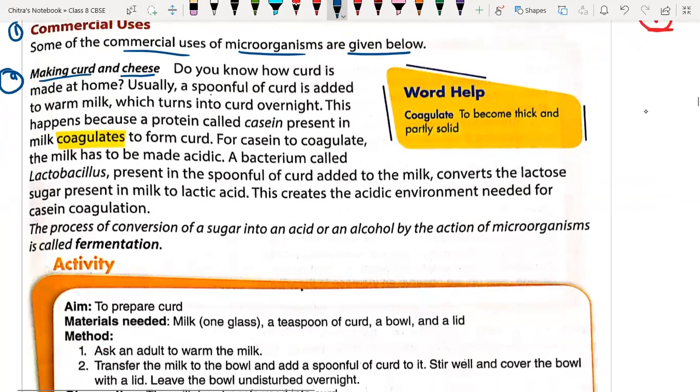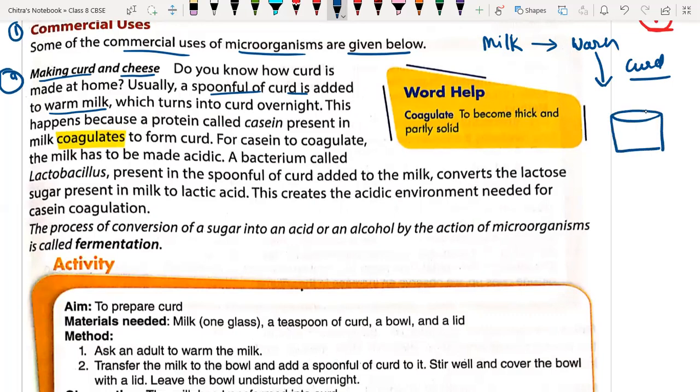Usually a spoonful of curd is added to warm milk. So we have to go through the process. First we have the milk. Milk is pasteurized, which means we heat milk at a high temperature so that harmful bacteria are killed, and it becomes warm. Then to the warm milk we add some curd, like 1 teaspoon, and mix them well in a container and keep it for 6 to 8 hours. After 6 to 8 hours, you will find the milk has already turned into curd.